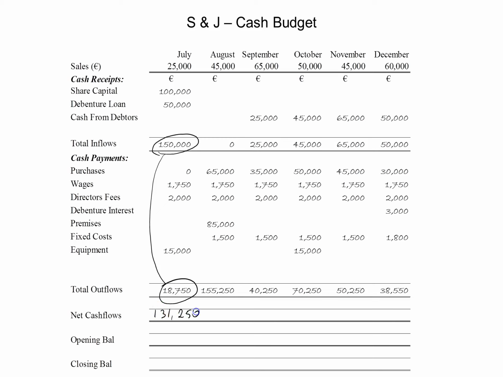So in this case it gives us 131,250. The opening balance, I'm going to define as the closing balance from the end of the previous period. So we're starting here in July, so the opening balance will be the closing balance from the 30th of June. The business only started on the 1st of July, so the opening balance in this case will be 0. So the closing balance is 131,250. Now that closing balance at the end of July becomes the opening balance on the 1st of August.